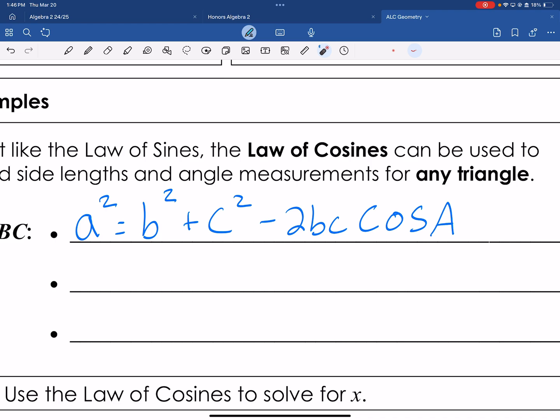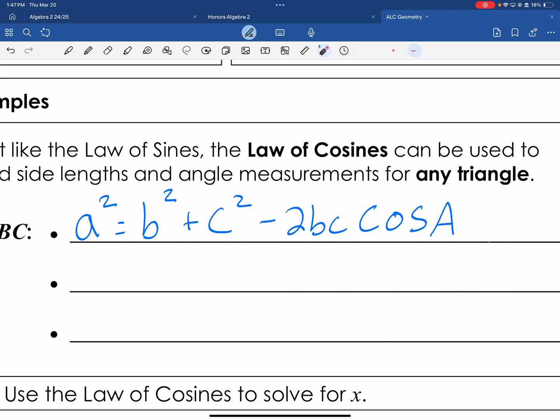The law of cosines says this for any triangle. A squared is equal to B squared plus C squared minus 2BC times the cosine of A. In every one of the examples that we're going to do today, you're going to find that A value. You're going to be given the B and the C and the measure of the angle A. Those are the things you are going to be given.